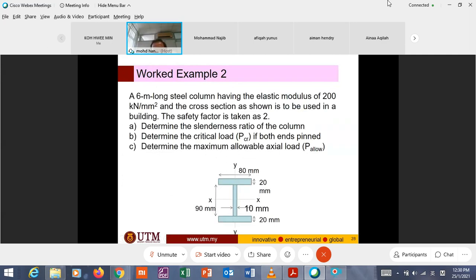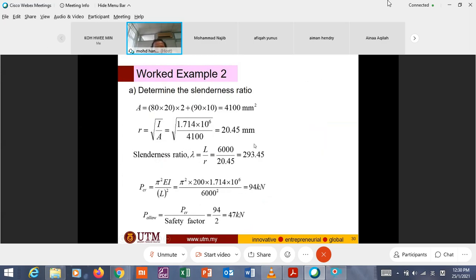What else? And the maximum allowable P critical. Okay, finish now. So example two, a very short example.